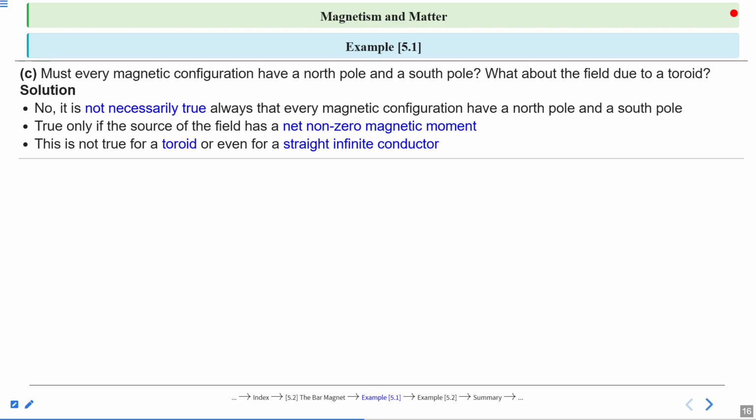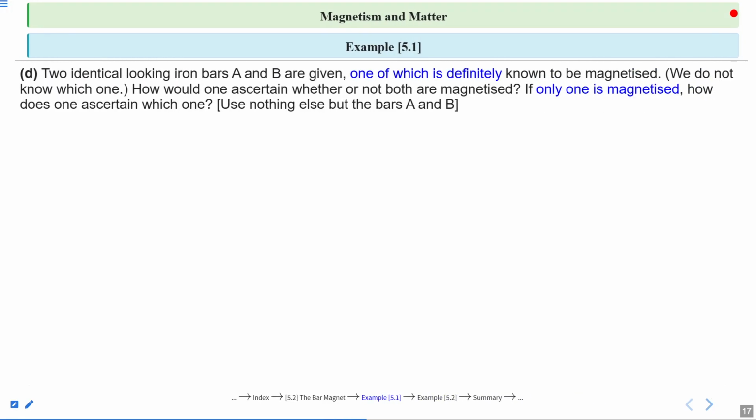Similarly, for a straight infinite conductor, we don't know where the ends are because it is infinite, so we cannot determine the ends. If there is no end of the straight conductor, there is no pole. The magnetic field is only in the direction of concentric circles. Their net magnetic moment is 0. So there is no north pole and south pole for special configurations like a straight infinite conductor and a toroid. So that was the D part.